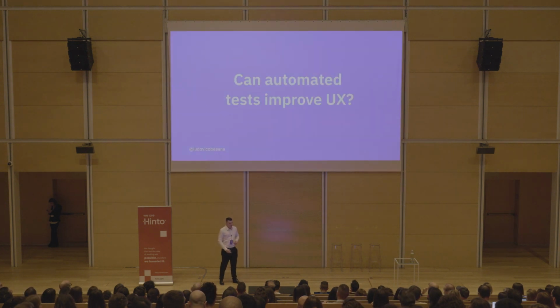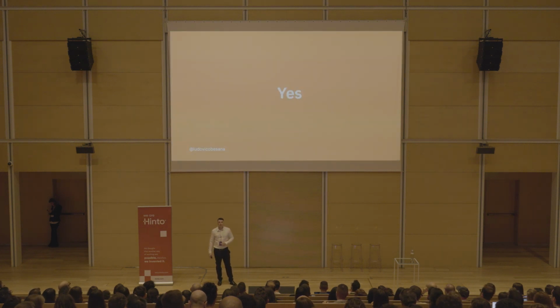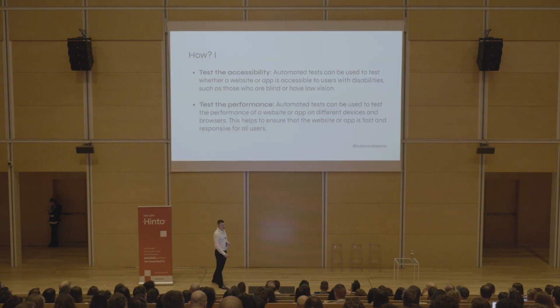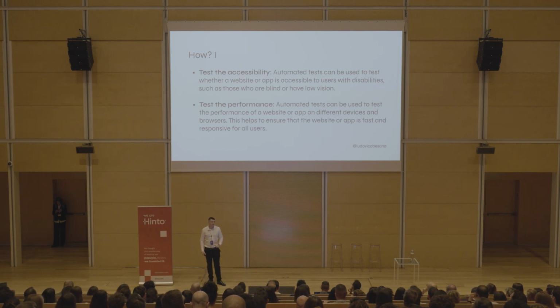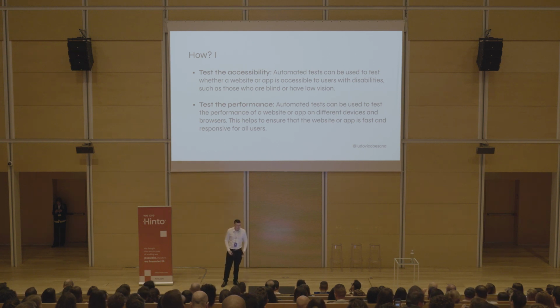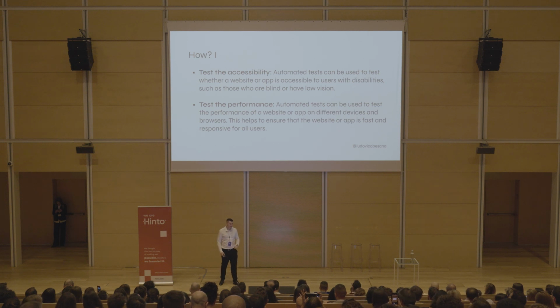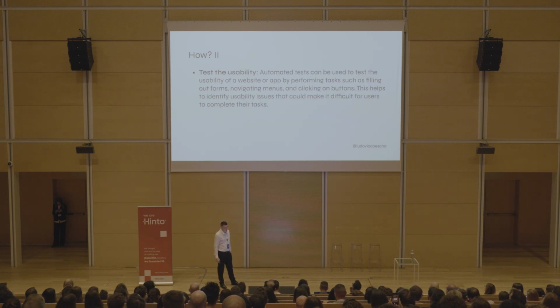So, can automated tests improve our UX? Yes. How? We can test accessibility. As some talks before talked about Storybook, it's a great tool, guys. Use it. We can test performance as well, because performance is important. We don't want a website or app that doesn't load. We want to ensure that this website or app is fast. And usability, because with automation, we can make a lot of tests.